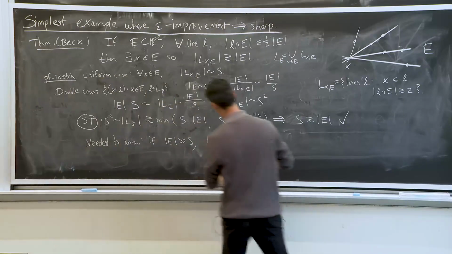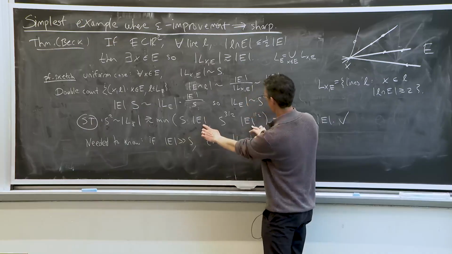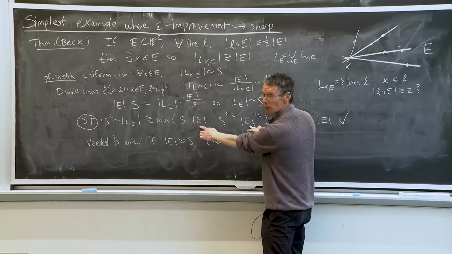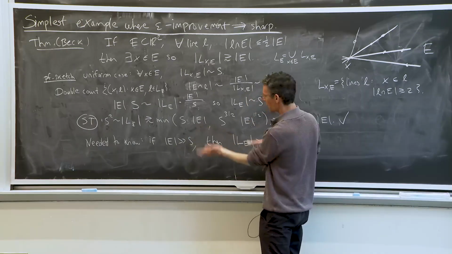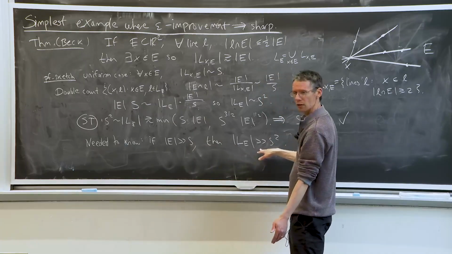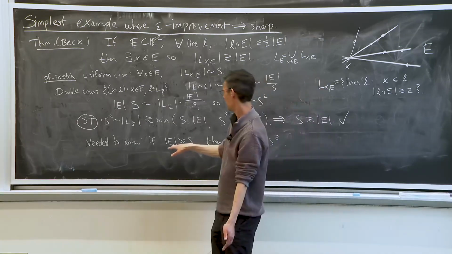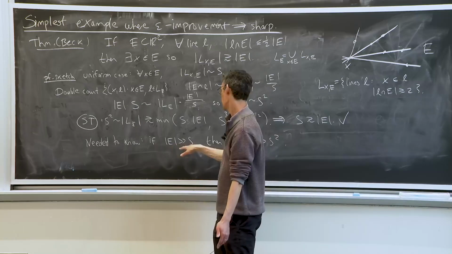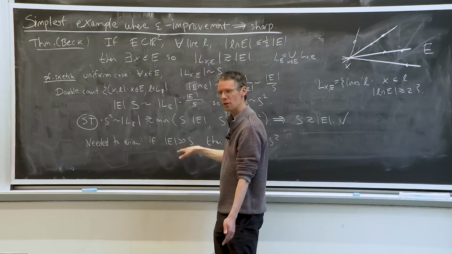So that's a feature you can read off of this formula. If E is much bigger than S, then either one of these is much bigger than S squared. And that's all we needed to know, because we know that LE is only S squared. So by the contrapositive, we could see that S is not much smaller than E. It should be at least around E.